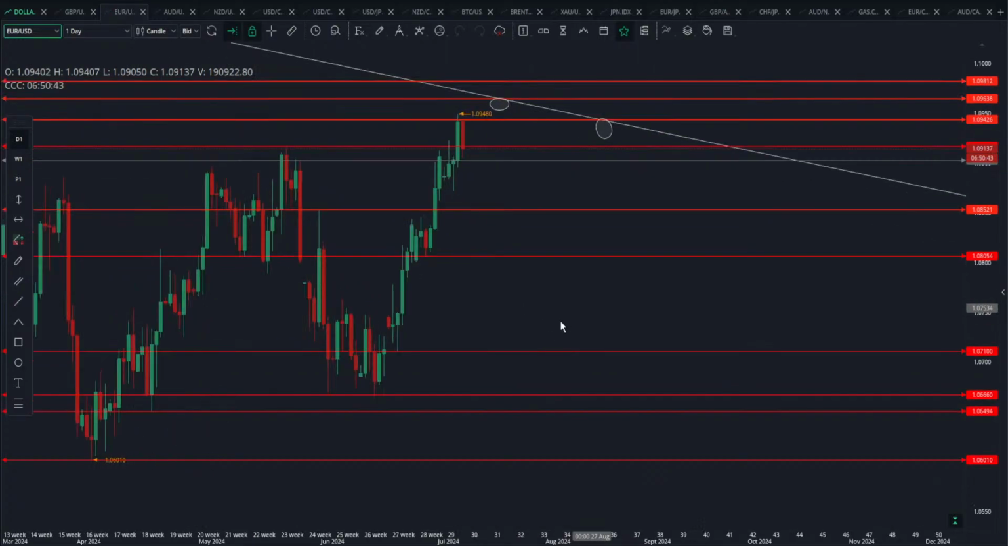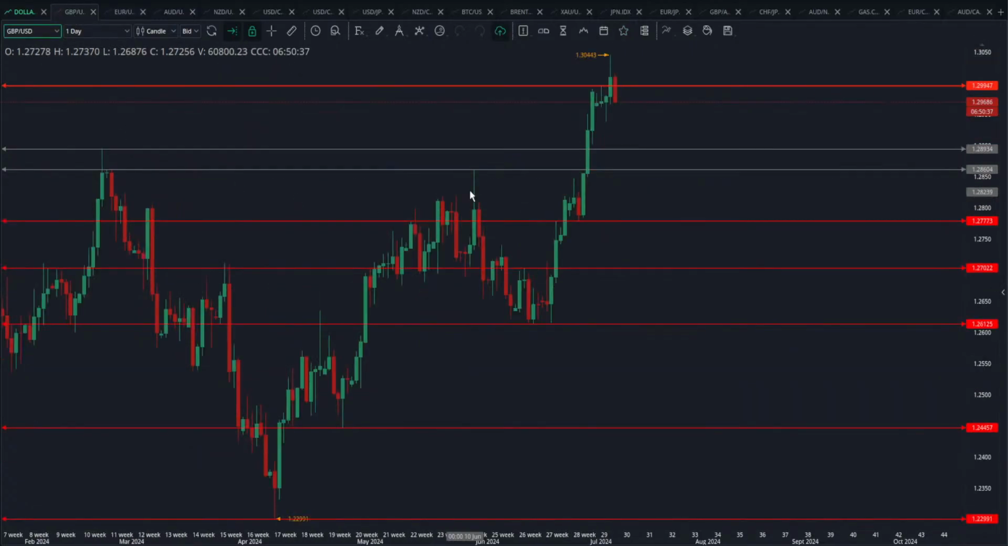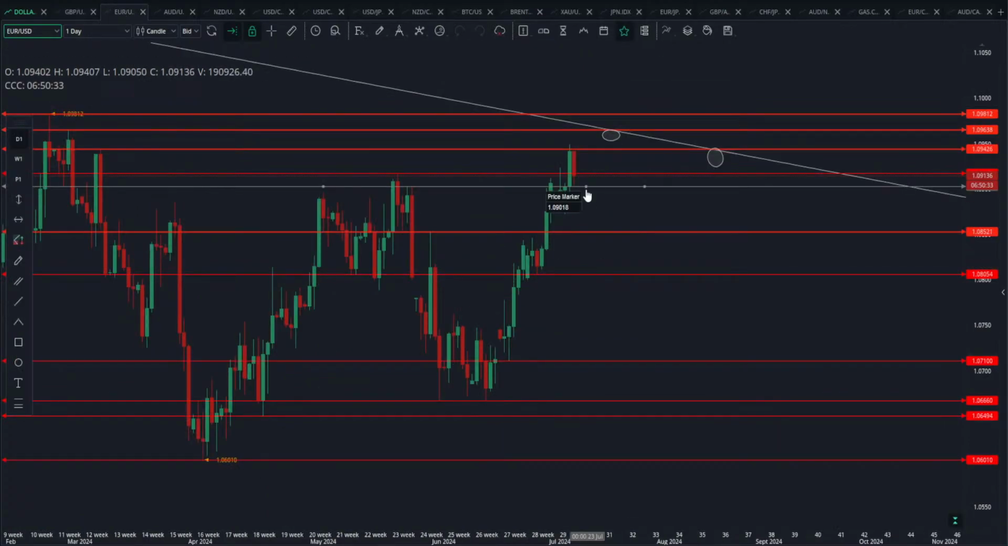So what about the euro? Well, euro is an inside bar. It has not even seen lower prices than yesterday, whereas the pound is on the verge of seeing that. So it is safe. Euro is quite safe.